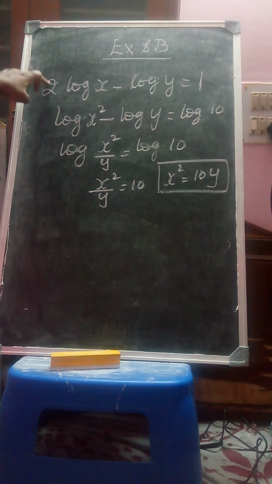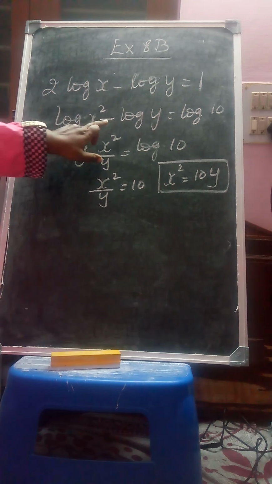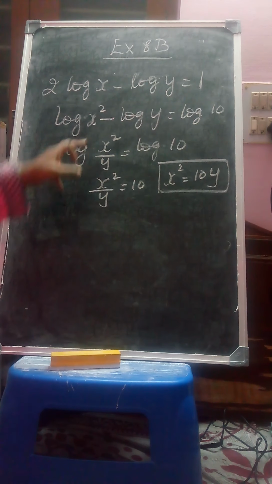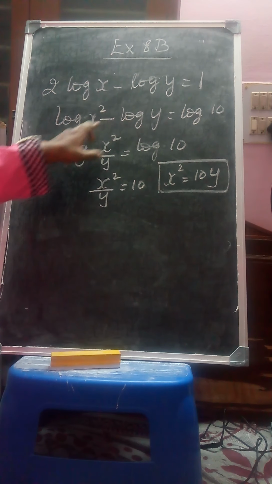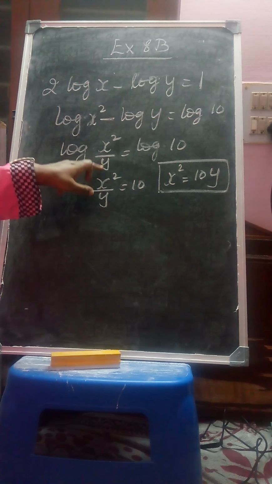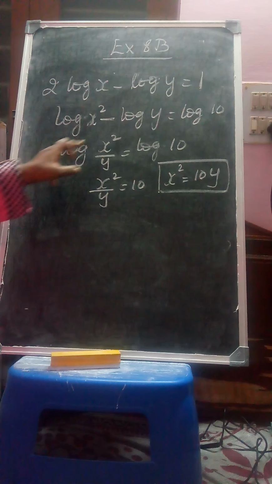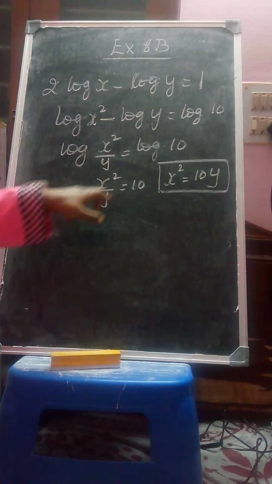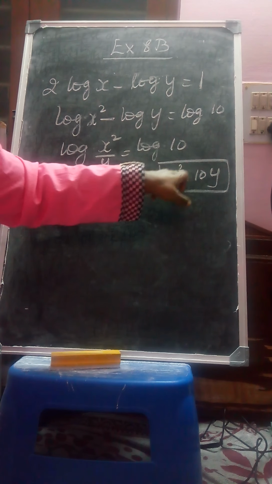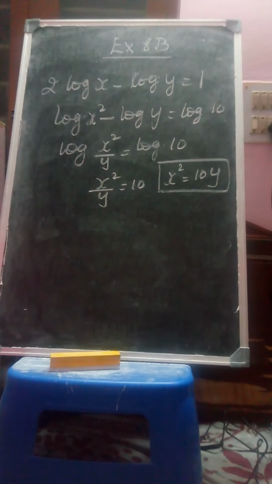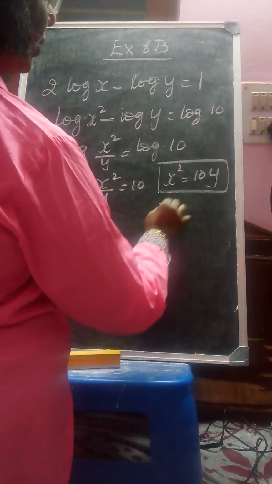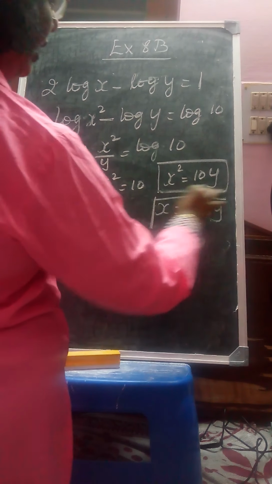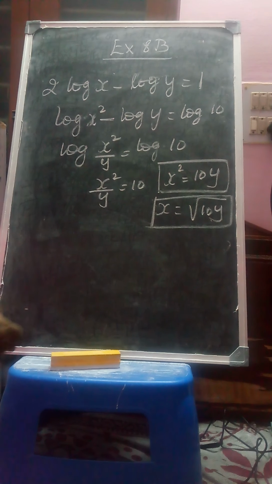Understood? So this 2 goes up here, it becomes x square minus log y. 1 can be written as log 10. Now since it's a minus, it's a quotient log. So x square by y is equal to log 10. This log and log go, so x square by y is equal to 10. Now I have taken this y up, x square is equal to 10y, or it can also be written as x is equal to root of 10y. Even this is possible. Any one of these is expected. Okay.